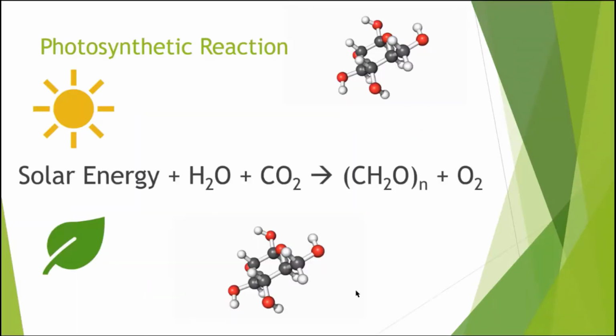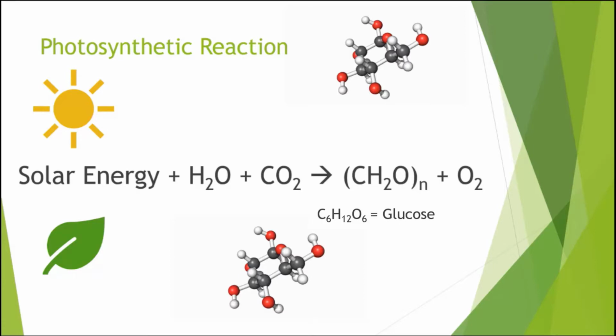The photosynthetic reaction is really a series of several reactions. We can distill that broader process into one equation, pictured here. Solar energy, carbon dioxide, and water are the reactants. These are the raw materials that will be used to produce carbohydrates and oxygen, the products. This formula, CH2ON, is a generic formula for a carbohydrate. N acts as a multiplier. If you put a 6 where N is, you get C6H12O6, the formula for glucose.